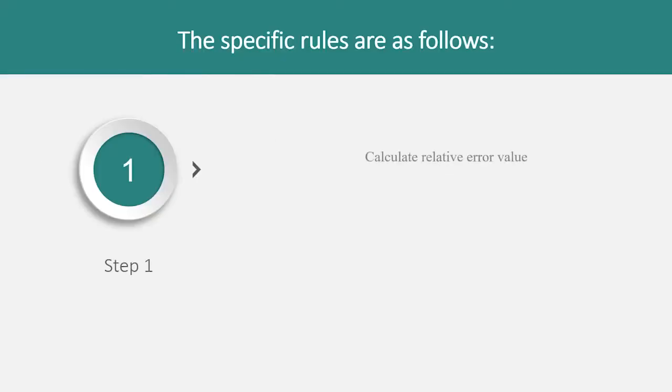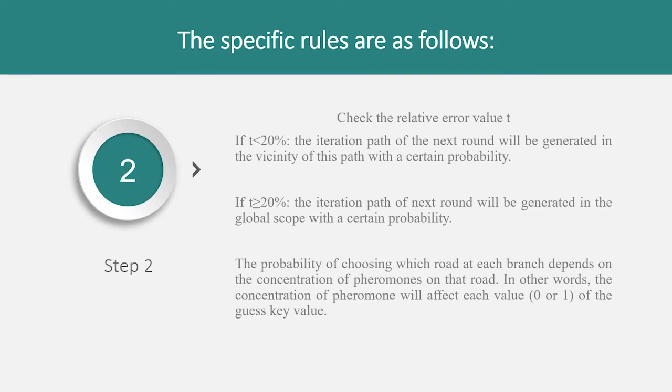Using the correlation coefficient of this optimal path and the other paths of this round, the relative error value t can be found respectively according to the following formula. Therein, a is the absolute error and b is the true value. The relative error value t can determine the search range of the ants in the next round of iteration.